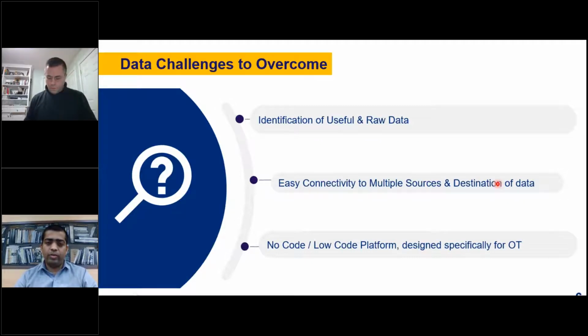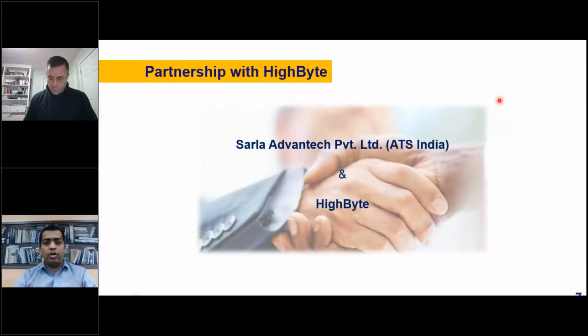This is the point where we came across HighByte as a solution. From Sarla, we did a partnership with them, HighByte, early this year. We are working with them on many different solutions, and we're seeing a lot of traction here in India. A lot of companies are exploring it. Some of our customers are already doing the POC with us to explore the solutions. And it has a good future to manage all this data. So we need a solution like HighByte.